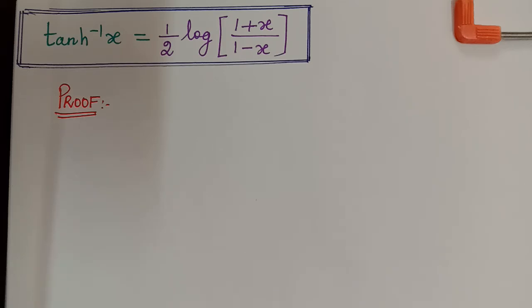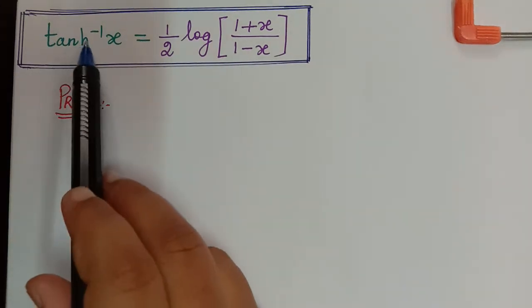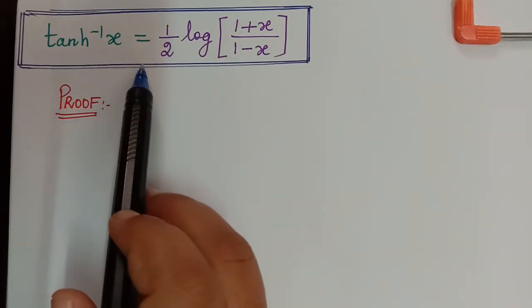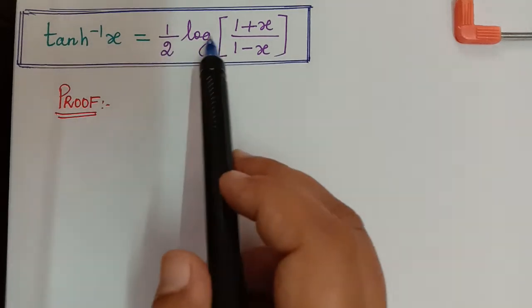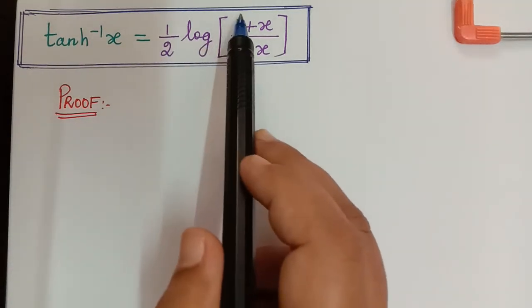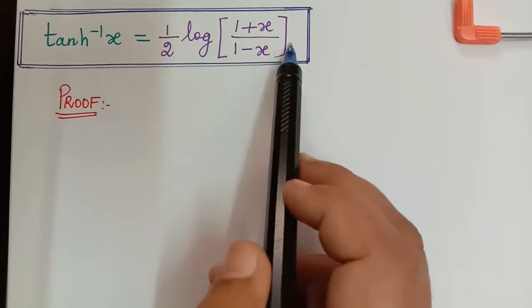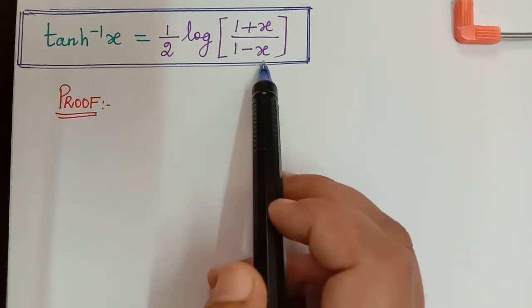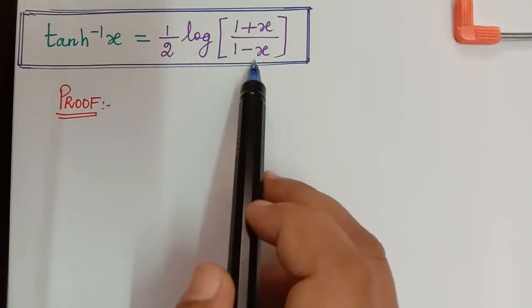Hello students. In our previous video, we learnt about two hyperbolic functions, sin h inverse of x and cos h inverse of x. Now here we are going to learn about tan h inverse of x, and it is given by 1 by 2 logarithm of (1 plus x) divided by (1 minus x). So now we shall see the proof of this.